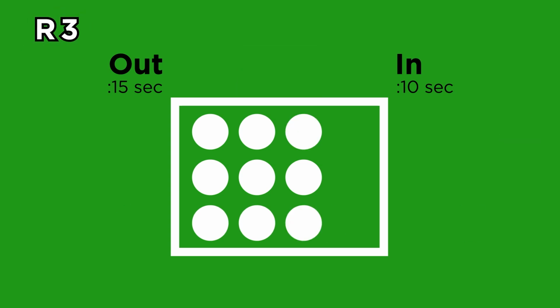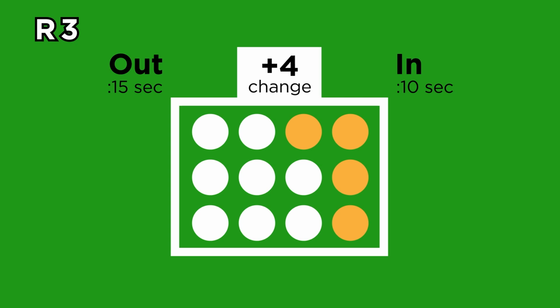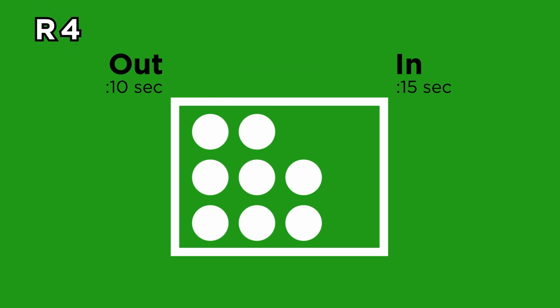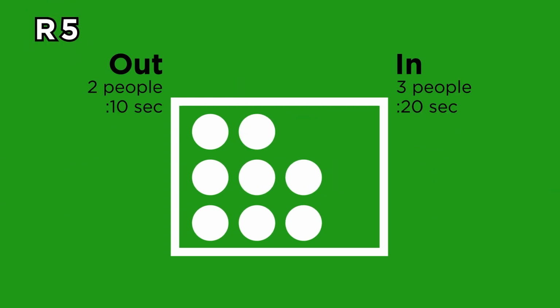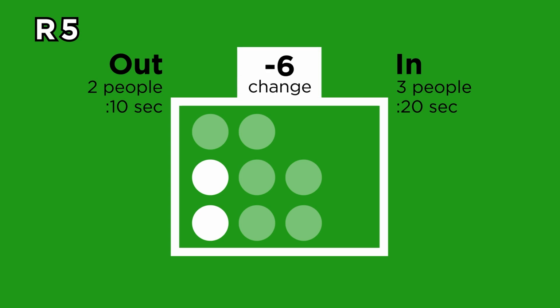Round 3. 1 student enters the wallet every 10 seconds. 1 student exits the wallet every 15 seconds. Once time has elapsed, there should be 4 additional students in the wallet. Round 4. 1 student enters the wallet every 15 seconds. 1 student exits the wallet every 10 seconds. Once time has elapsed, there should be 4 fewer students in the wallet. Round 5. 3 students enter the wallet every 20 seconds. 2 students exit the wallet every 10 seconds. Once time has elapsed, there should be 6 fewer students in the wallet.